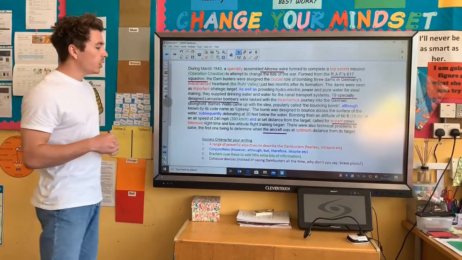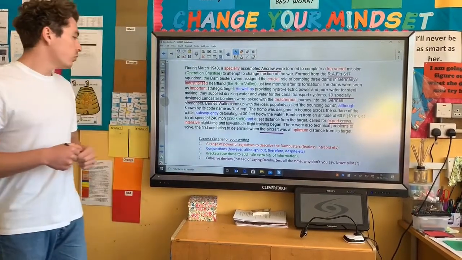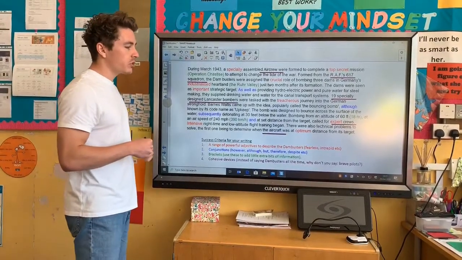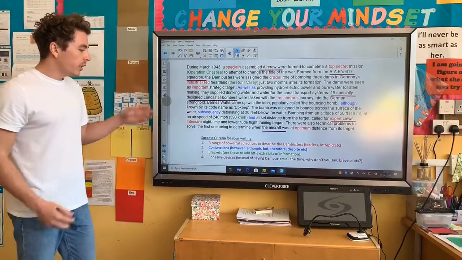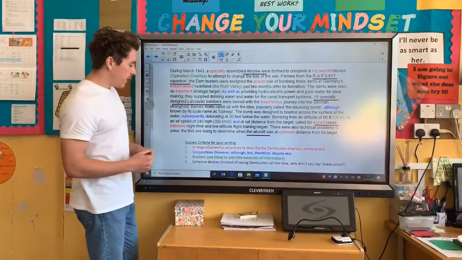Intensive nighttime and low altitude flight training began. There were also technical problems to solve, the first one being to determine when the aircraft was at optimum distance from its target. So, if we look at our success criteria, I've highlighted some of these in our write up.